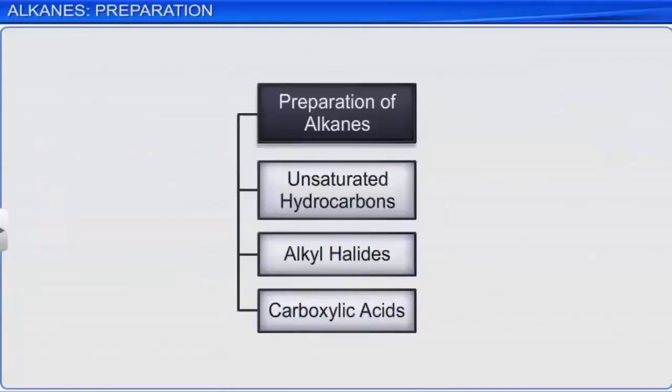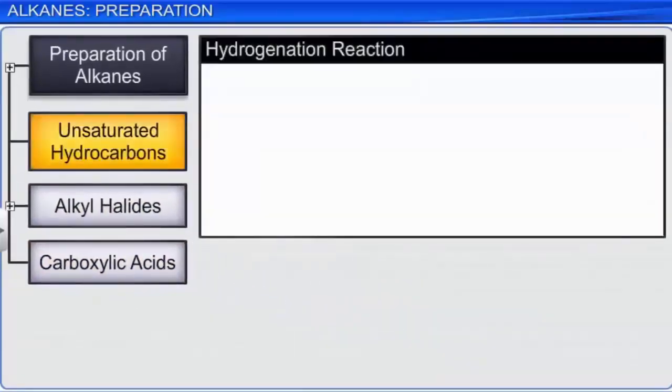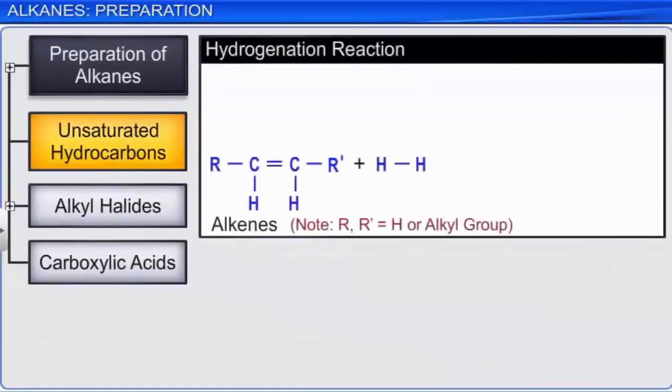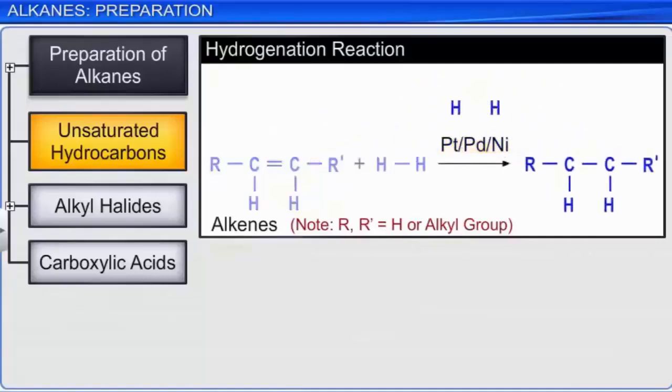Alkanes can be obtained in a laboratory either from unsaturated hydrocarbons, alkyl halides, or carboxylic acids. Let's look at each one in detail. Unsaturated hydrocarbons, like alkenes, react with hydrogen in the presence of finely divided catalysts, like platinum, palladium, or nickel, to form alkanes. As this reaction involves addition of hydrogen, it is called hydrogenation.